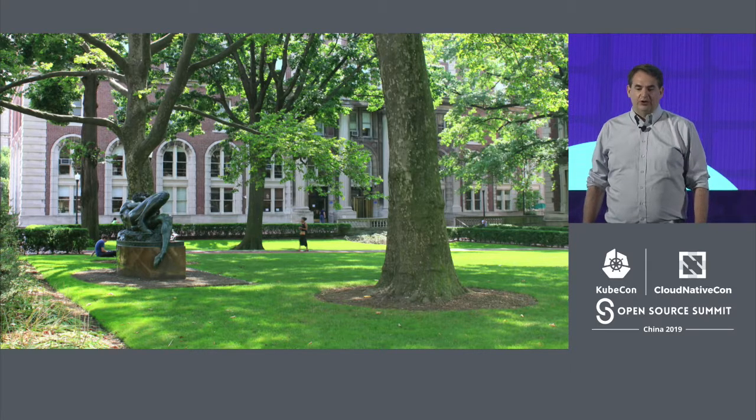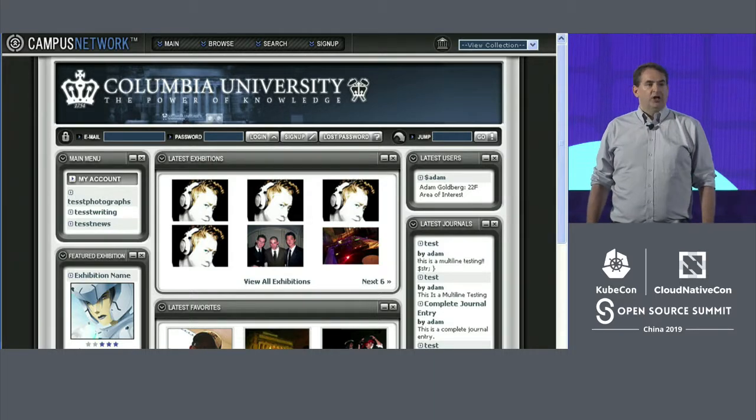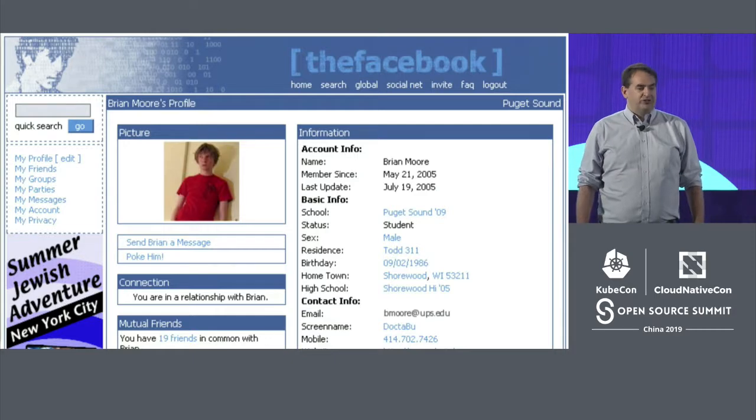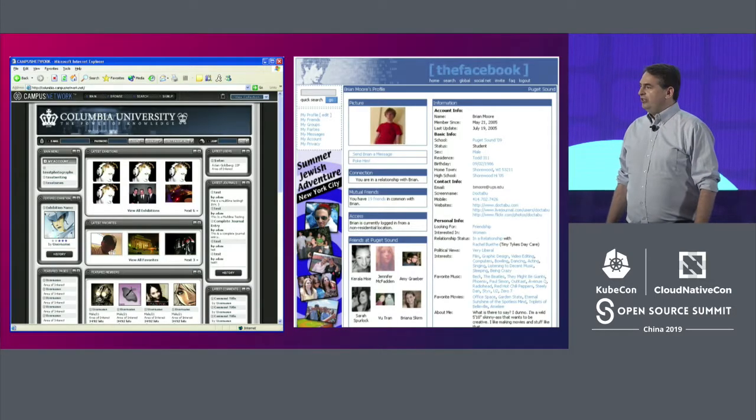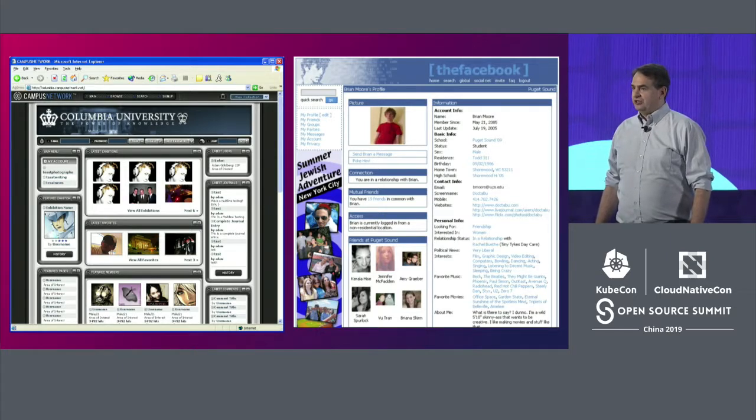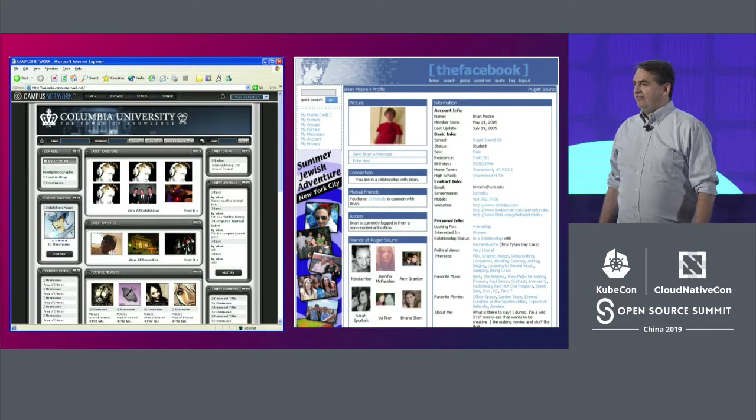I'm talking, of course, about Campus Network, started at Columbia University by Adam Goldberg a month before Mark Zuckerberg launched the Facebook at Harvard. So why were these two incredibly similar sites both developed at essentially the same time? I found my answer playing a game.